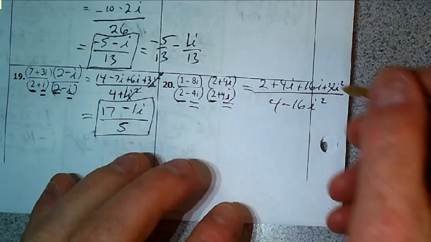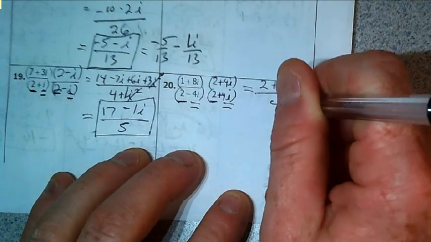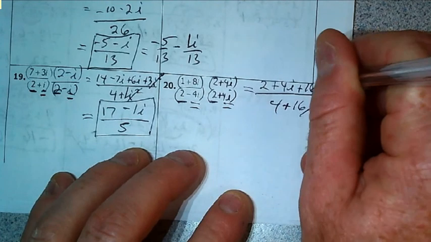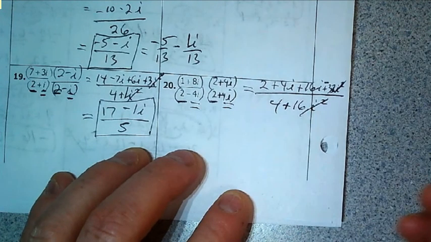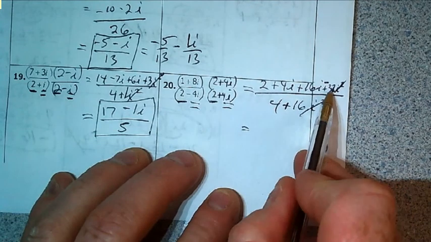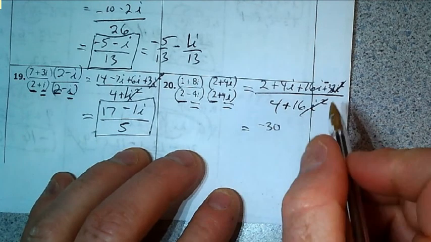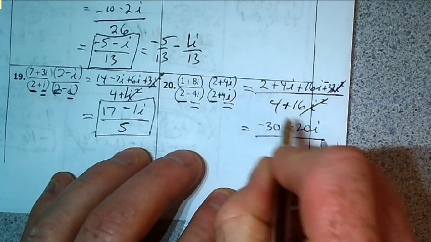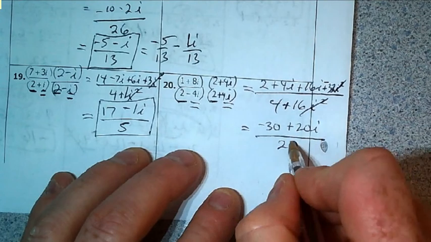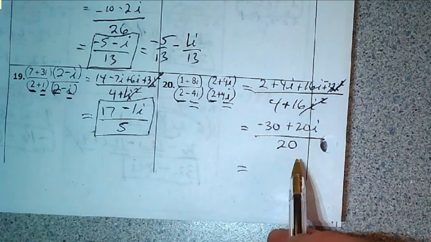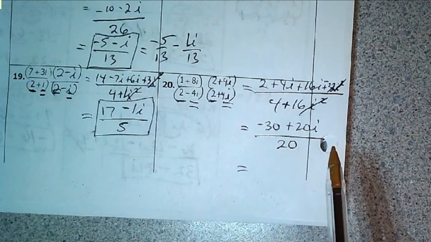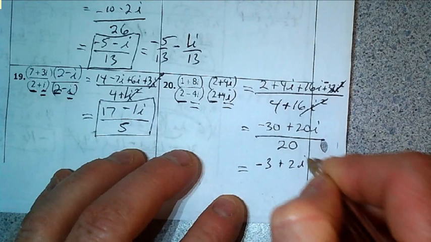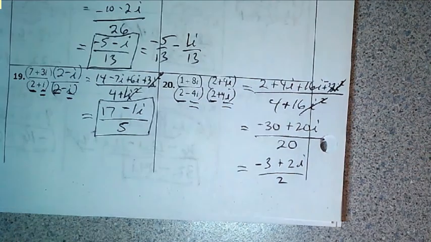So this bottom I squared makes this negative 16 positive. This top I squared makes the positive 32 negative. Alright, so what we have is 2 minus 32, it's negative 30, and 4i plus 16i, which is 20i, over 4 plus 16, which is 20. Now, can this be simplified? What is the common factor? 10 is the common factor. So, this is going to be negative 3 plus 2i over 2. Now, that's as far as you can go.